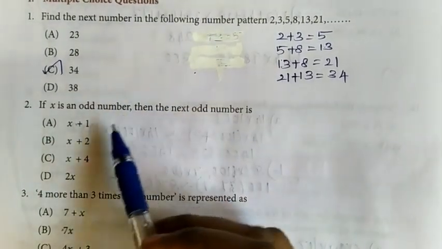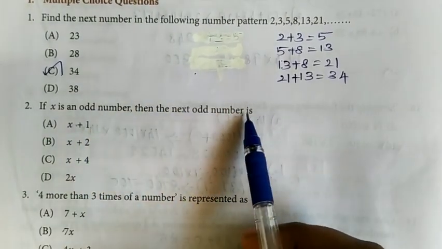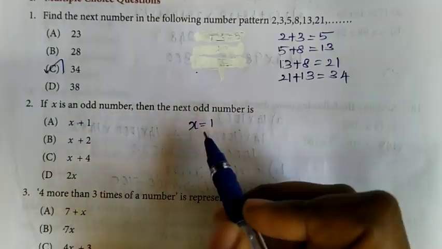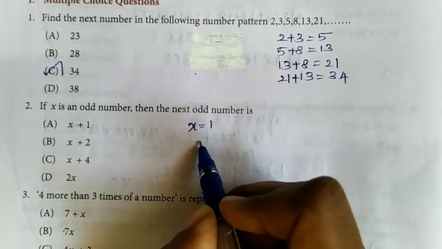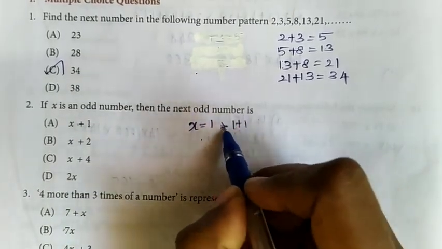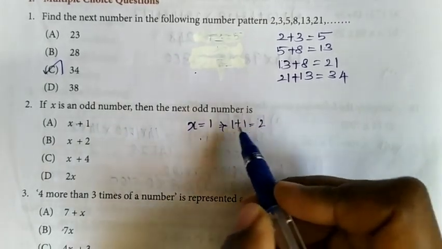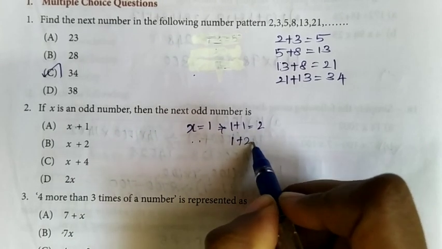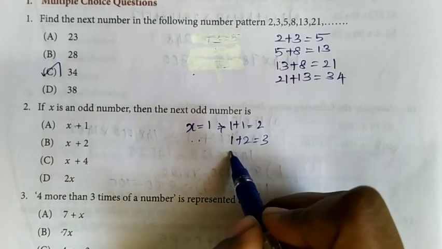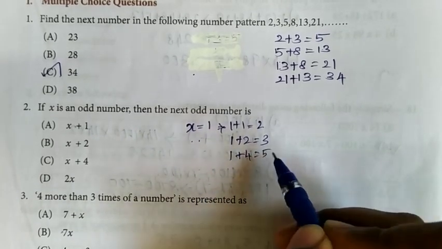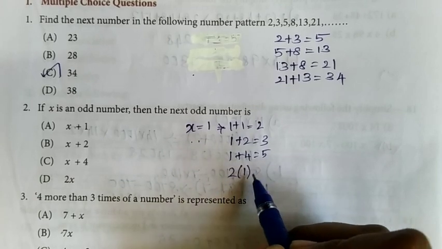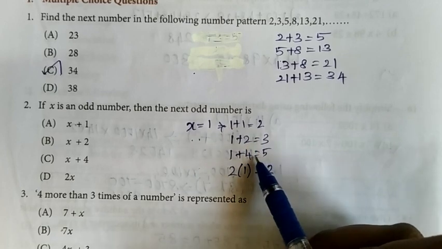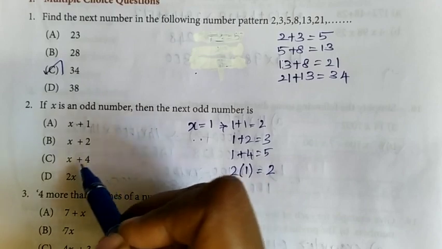Second question, if x is an odd number, then the next odd number is, substitute the value of x as 1, x equal to 1. Substitute in option A, we get 1 plus 1, that is 2. So this will not come. Next option B, put the value of x as 1 plus 2, we get 3. Then next, put the value of x as 1 plus 4, we get 5. And 2 into value of x is 1, we get 2. So two options give the answers. So you can mark either B or C.